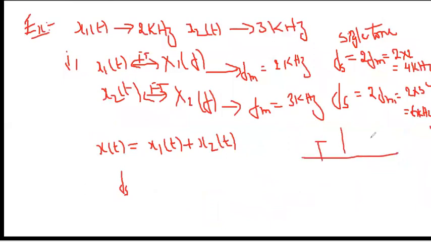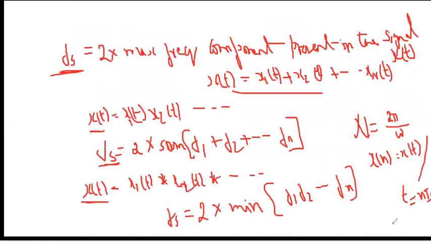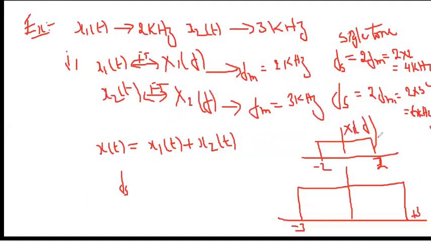Now, suppose I take x1, band limited from -2 to 2, that is x1 of f. For the second one, you can see the 3 kilohertz is band limited, so -3 on the left-hand side and +3 on the right-hand side. That is x2 of f, my dear students. This is the maximum. So for x of t, the sampling frequency fs is equal to 2fm.